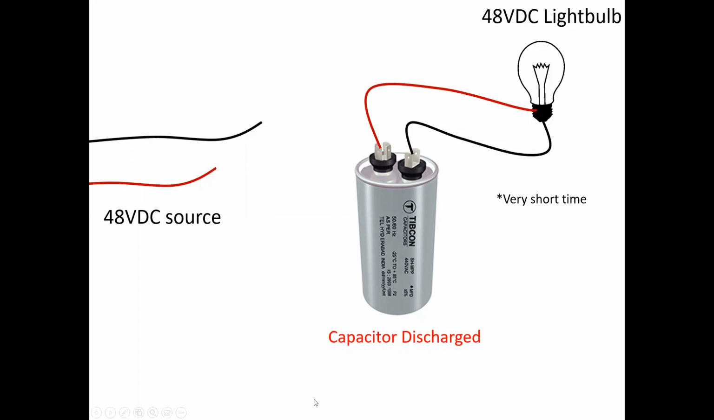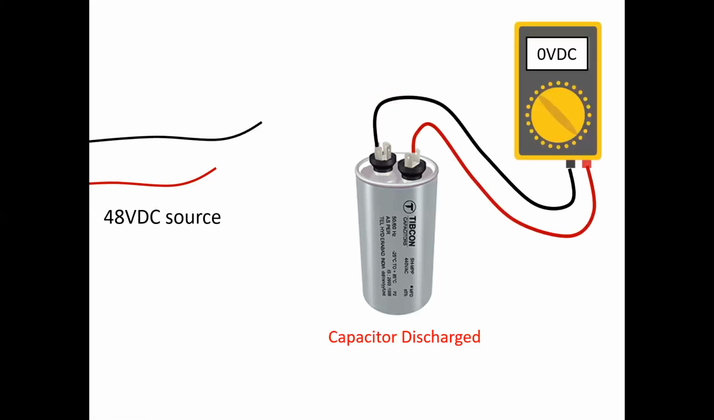So the capacitor, after it has completely equalized its charge, would be considered discharged. The capacitor is now discharged, and if we put our voltmeter back on it, we would see 0 volts DC.